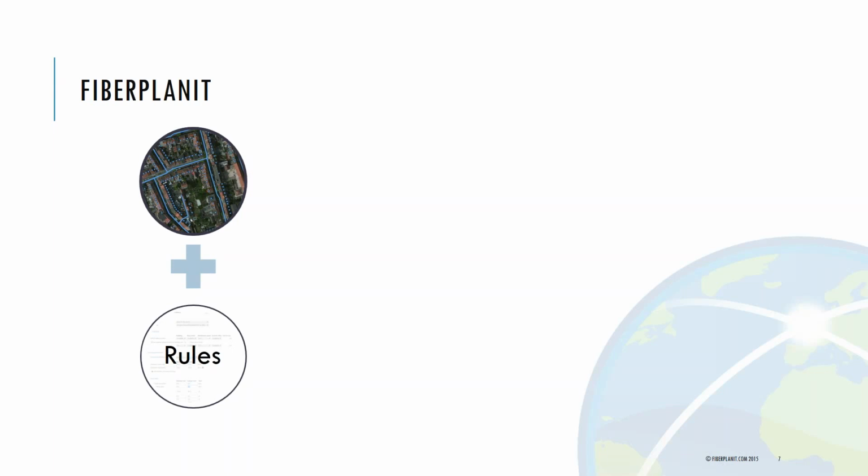A second important geographic input is street center lines. So you see a small example on the slide now. And in fact, with only street information and demand point information, that's already enough to do a greenfield design calculation for a fiber to the home network.